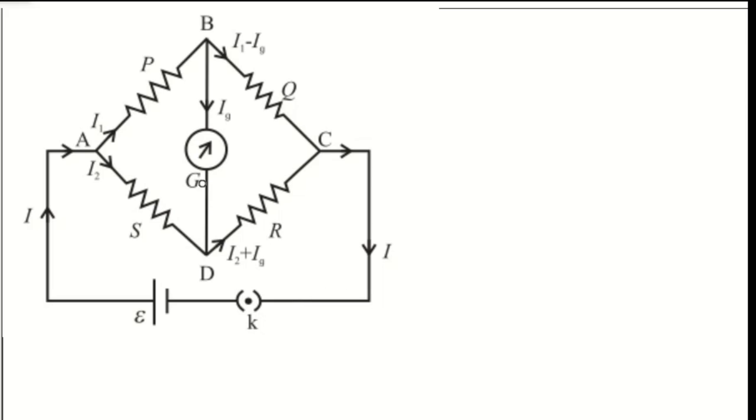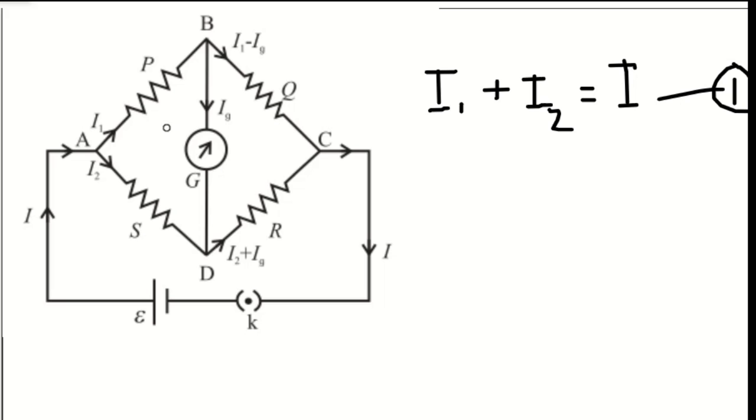Now we will solve some equations for this using Kirchhoff's voltage law and current law. So using Kirchhoff's current law we can write I1 plus I2, which we have already used. I1 plus I2 is equal to I, right? So at this junction A we can write this. Now we can call this equation number 1.